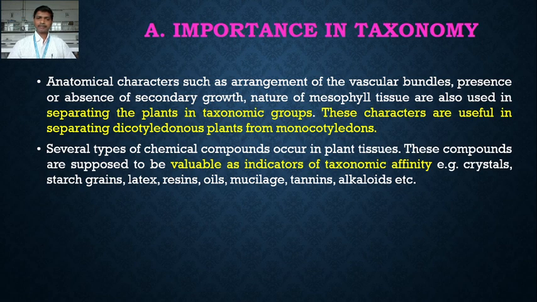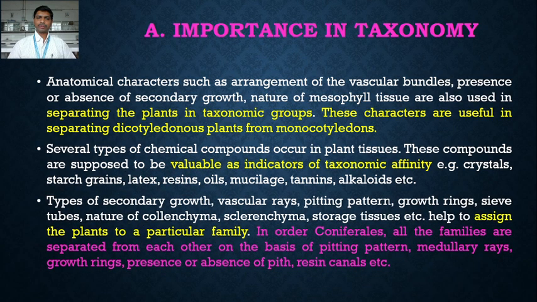For example, the latex produced by Calotropis procera is a particular characteristic of the family Asclepiadaceae. So the chemical compounds produced in the different tissues form a valuable indicator for the taxonomic affinity of the different plant species.